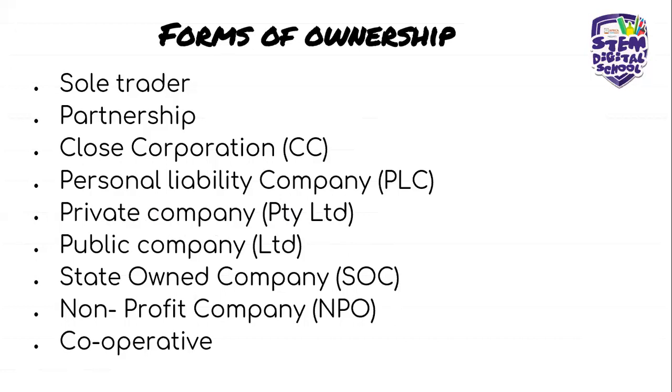If you see a board outside, when you are passing, that says maybe James PTY Limited, which means that company is a private company. But if it just says James Limited, it's a public company. Does it make sense? Because of LTD only. But as soon as it has PTY, it means that it's a private company.